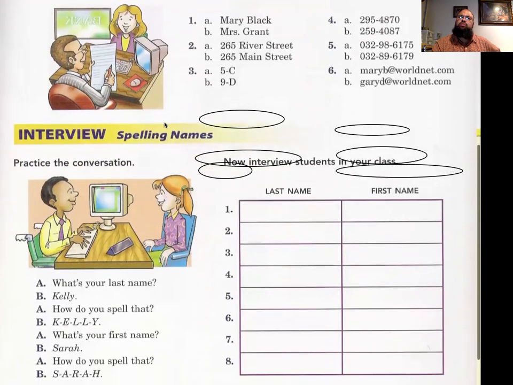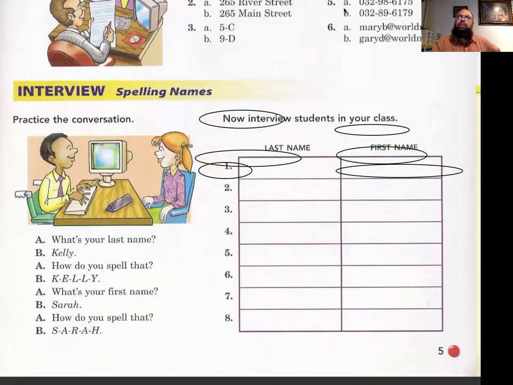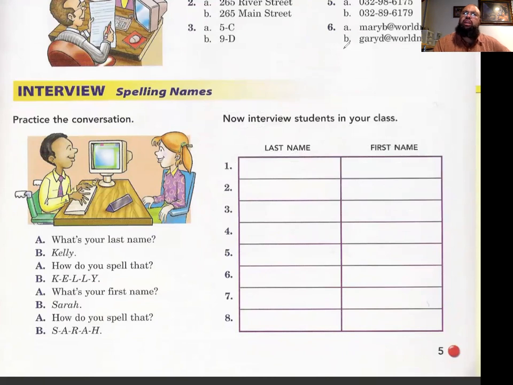And now you're supposed to interview somebody in the class. But because you're not in the class, you can actually interview someone at home. So let's practice. Repeat after me. What's your last name? Kelly. How do you spell that? K-E-L-L-Y. What's your first name? Sarah. How do you spell that? S-A-R-A-H. Well done. You are doing fantastic. Keep up the good work.